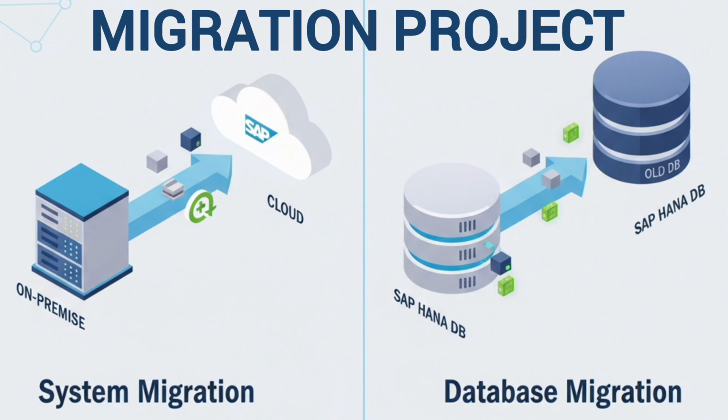Second, database migration also comes into the picture. You might have earlier been using an Oracle database, but based on the new versions of SAP, you might be required to use the SAP HANA database, which gives you speed. So this is database migration. And landscape consolidation means what? Combining multiple separate SAP systems into a single unified system. So that is consolidation. All of these together come under migration projects.